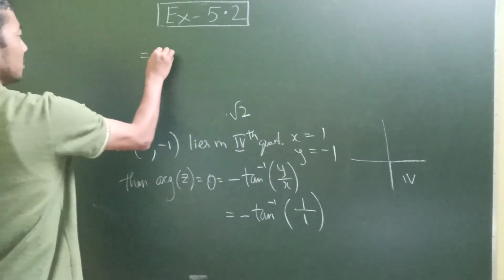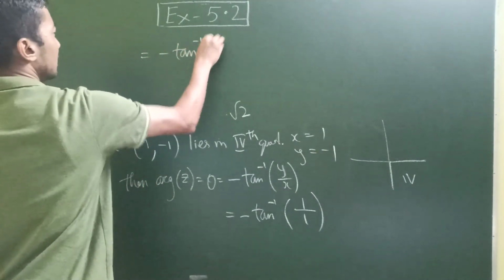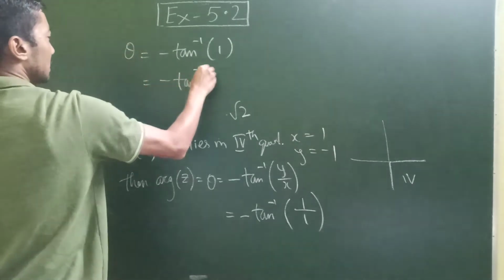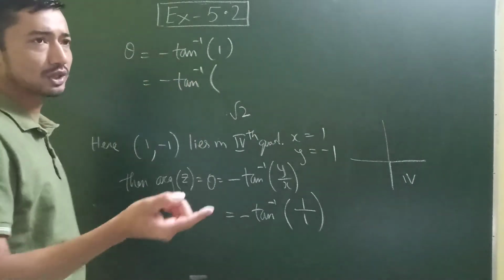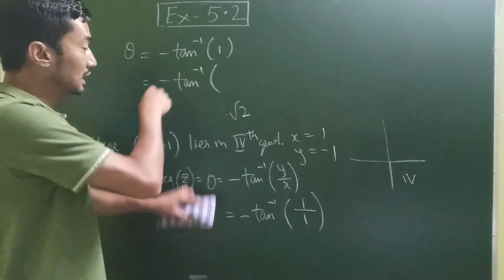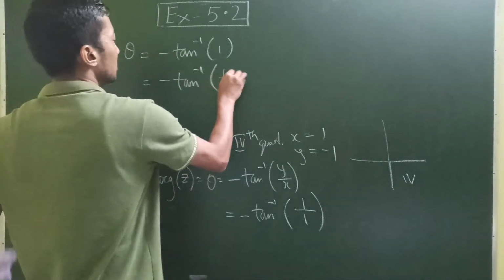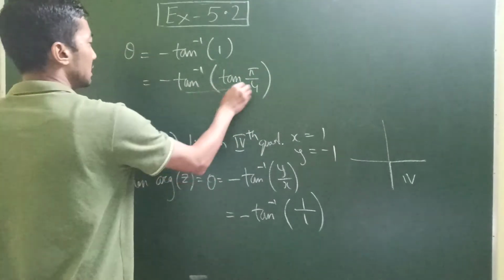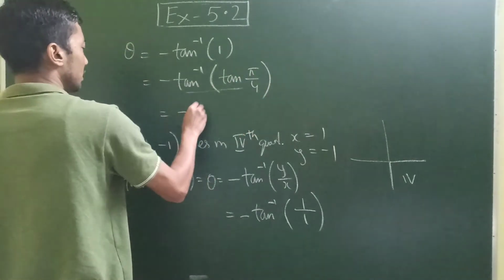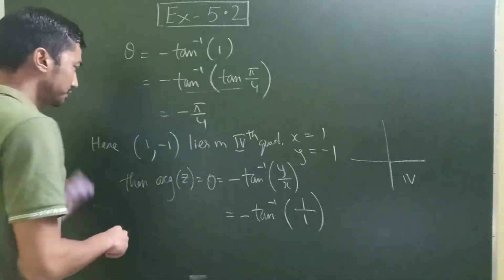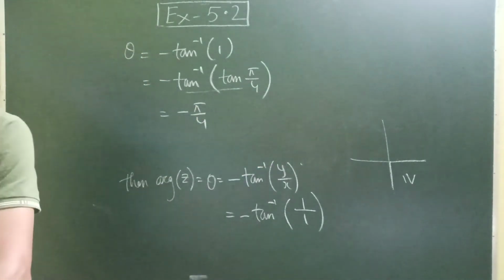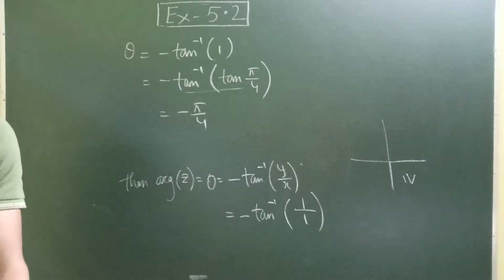So that will give me minus tan inverse of 1. Now, what is 1? How can we represent 1 in terms of tan? We will use tan 45 degree, that is pi by 4. So tan inverse tan will be 1, so we have minus pi upon 4, minus pi upon 4.